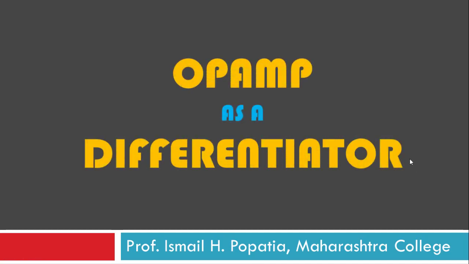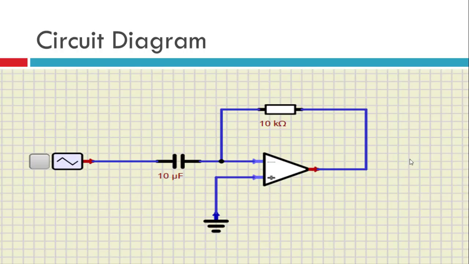In this session we will study the use of OPAMP as a differentiator. So it will differentiate the input. There is a derivative of the input. So this is the required circuit diagram. We use an OPAMP, capacitor, and resistor.